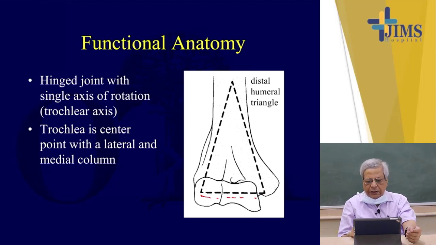This is the trochlea, this is the capitulum. The trochlea is the center point, with the lateral column and the medial column. This is the lateral column and this is the medial column. This is the distal humeral triangle.